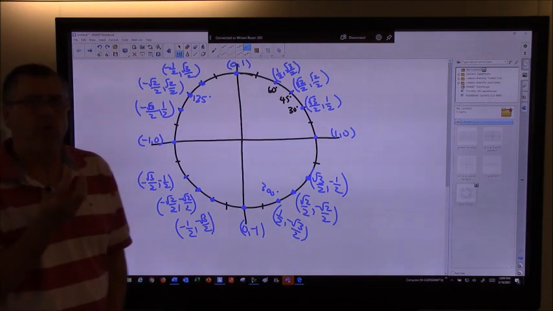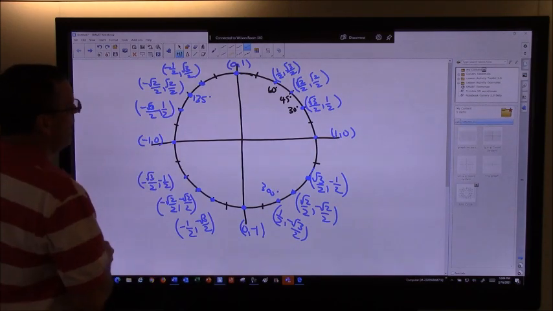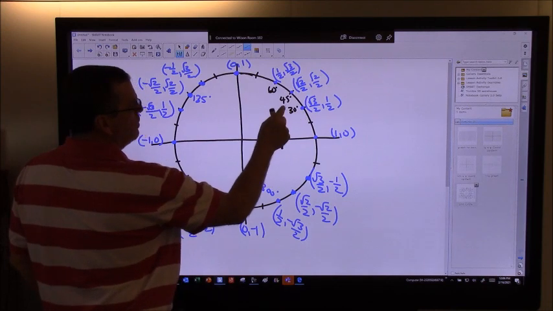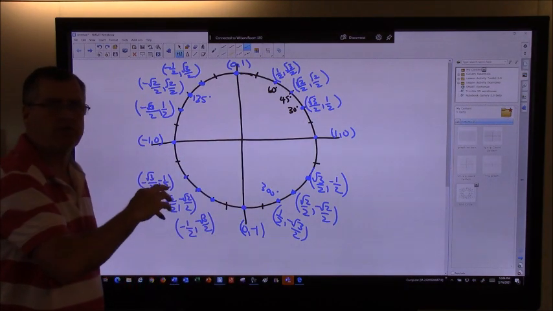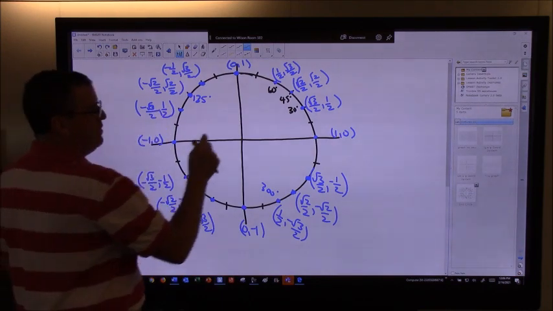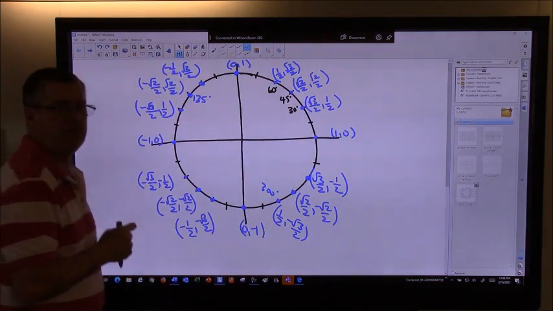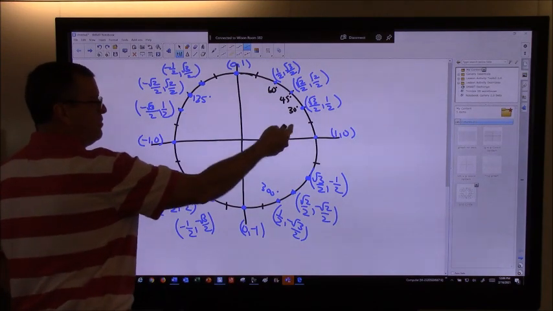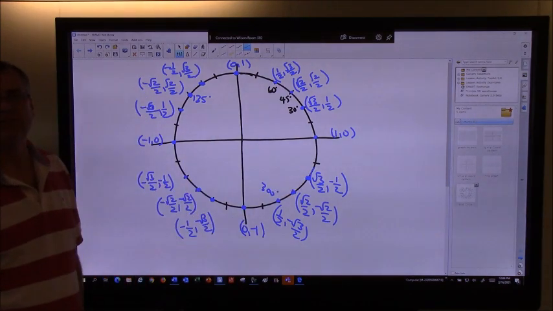So this is the important thing about what we're trying to do today, is I want you guys to realize that the x-coordinate always gives you the cosine of whatever angle you're on. Doesn't matter if it's in radians or degrees, it gives you the value of the cosine. And the y-coordinate always gives you the value of the sine of any angle, whether it's degrees or radians, whether you're going forward or backwards, doesn't matter.